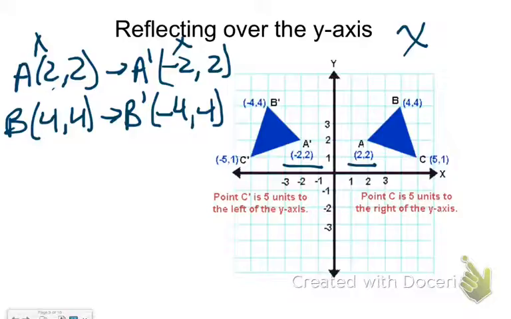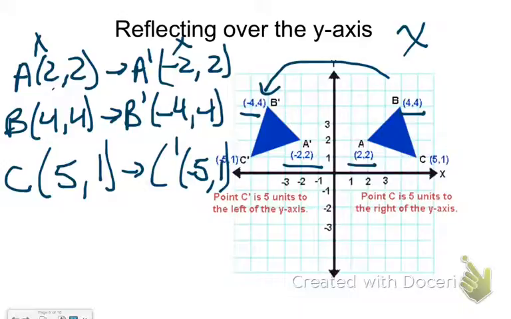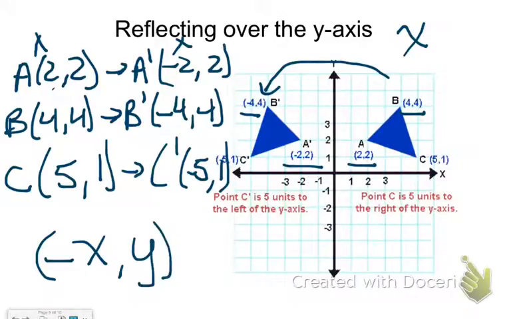Similarly for point B. Point B is at positive 4, 4, and after reflecting over our line of reflection, it is now at negative 4, 4. So if we take a look at point C, which is at positive 5, positive 1, I know that I will have to negate my x value, which will be at negative 5, positive 1. So the coordinate rule for reflecting over the y-axis would be to negate x, or take the opposite sign for the x value, and keep the same y value.